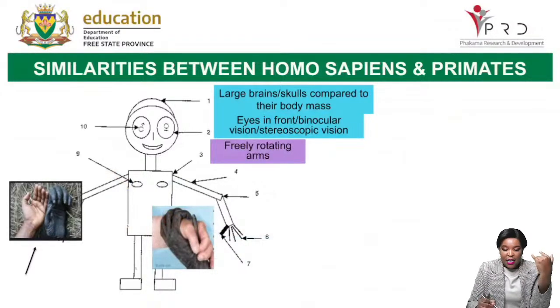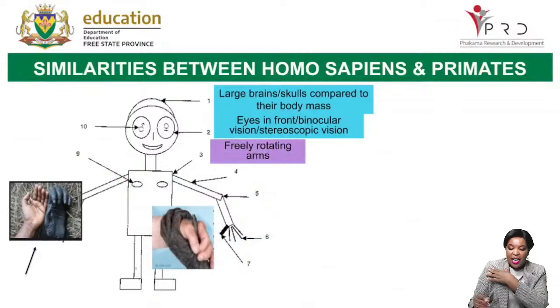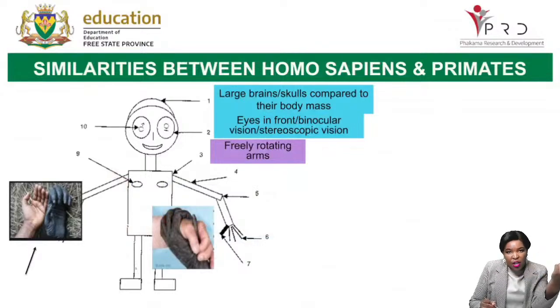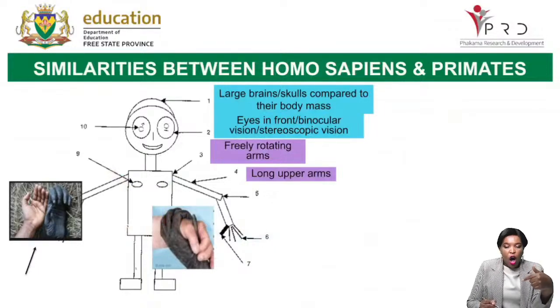And then number 3, freely rotating arm. You can rotate your arm, rotate your whole arm. You can see that it will freely rotate. And when you think of all of these African apes, they can also do the same thing. So we share this characteristic together with them. Long upper arms. So longer upper arms. So our humerus here is long, you see.